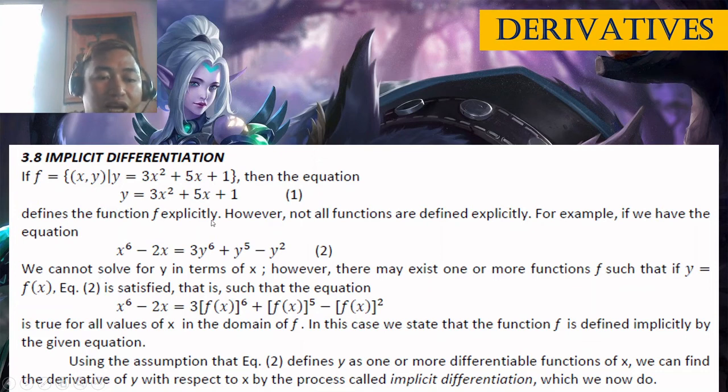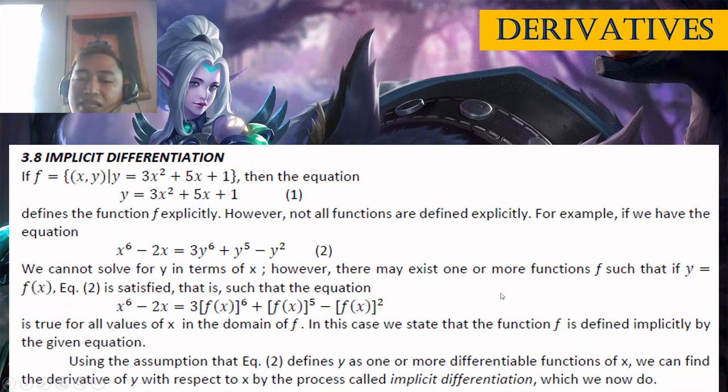So, this defines the function f explicitly. However, not all functions are defined explicitly. So, for example, if we have this equation, this is what we call implicit, when we have many y's in the function. So, we cannot solve for y in terms of x. We cannot write it as y equals something.